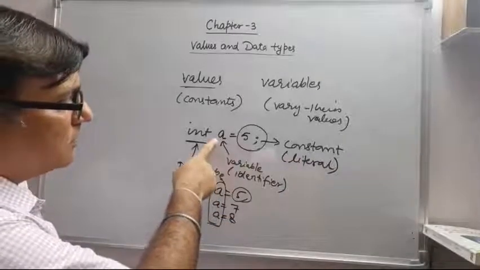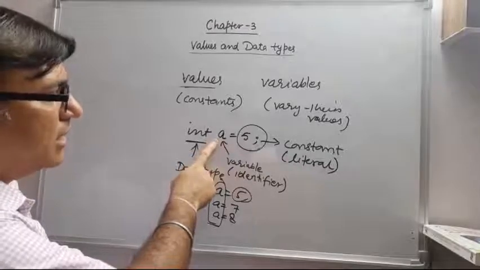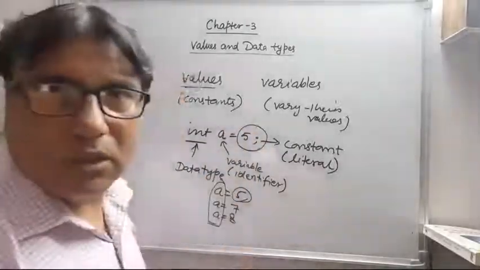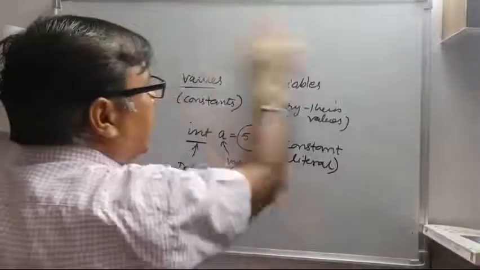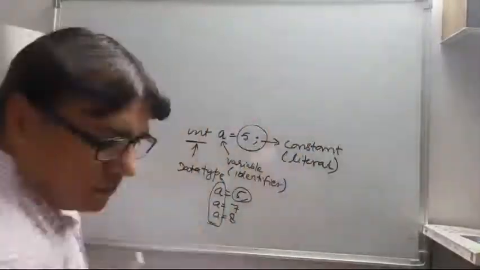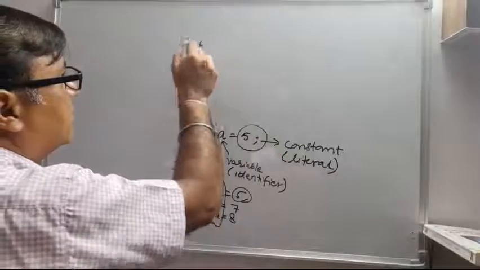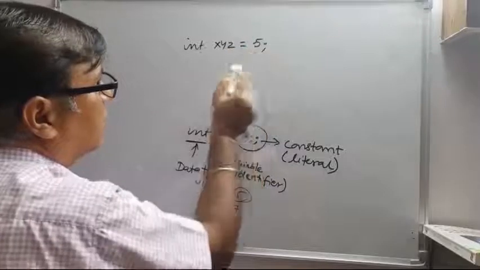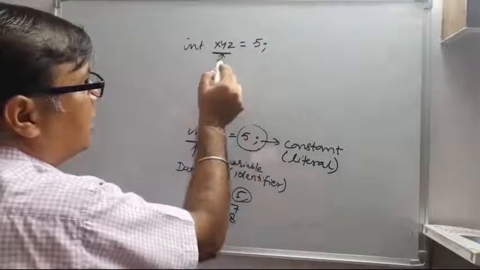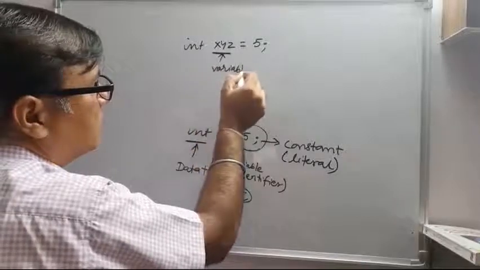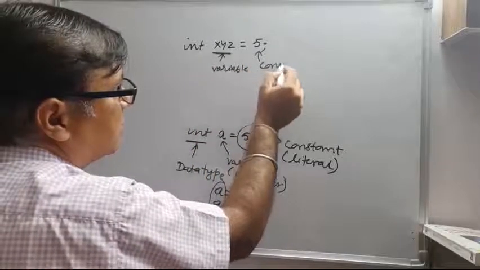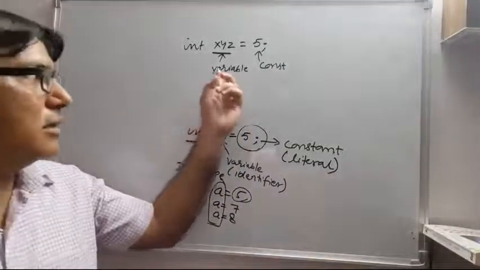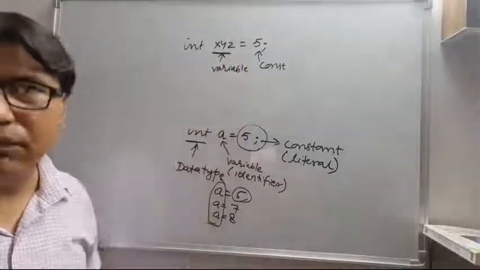Now these variables, what are these? These are the memory locations, and they are just like an alphabet. They can be a single alphabet or a combination of alphabets. We can also write like this: int xyz is equal to 5. So what is this xyz? Now this xyz is a variable. This is a constant. Okay, so it is not compulsory that it is a single alphabet. It can be a combination of alphabets also.